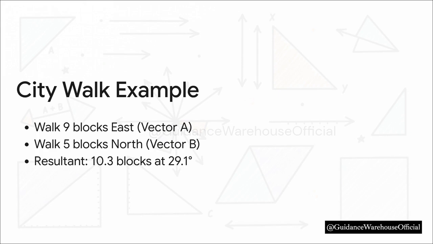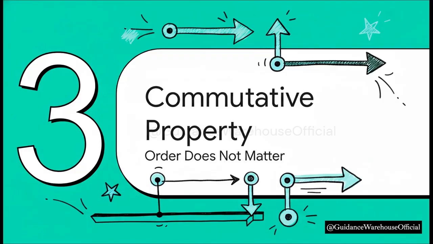If you actually measure this diagonal line on your paper with a ruler, you'll get 10.3 blocks. And if you measure the angle with a protractor, you get 29.1 degrees north of east. Notice how you didn't just walk 14 blocks in a straight line. Your actual displacement is a brand new vector, 10.3 blocks along that very specific diagonal angle. Okay, part 3, the commutative property.